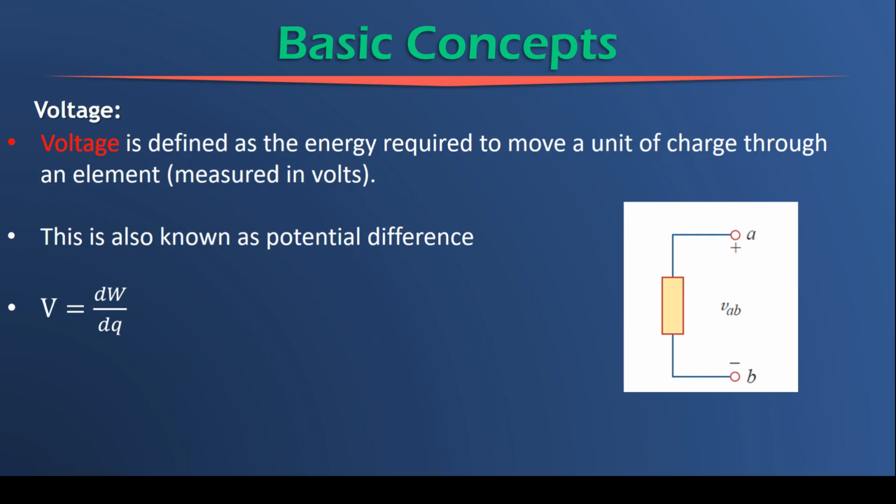What about voltage? Voltage is defined as the energy that is required to move a unit of charge through an element, and that is measured in volts. This is also known as potential difference. So it is the amount of work or energy that's required to move a unit of charge from one point to another, for example, from point A to point B in the diagram. The equation for voltage can be given as the rate of change of work with respect to charge. So V is equal to dW/dQ.